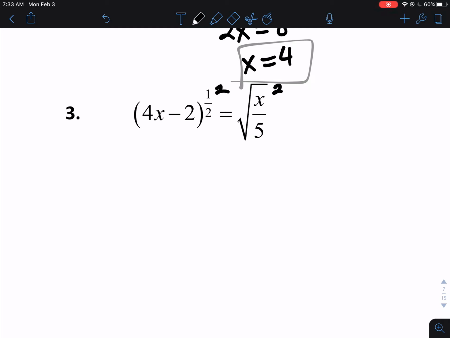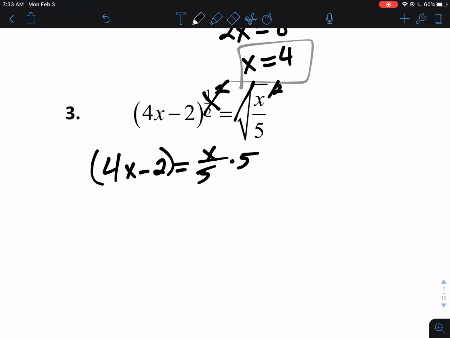Because if you think about what's going to happen, (4x minus 2) to the power of 1 half to the power of 2, 2 multiplied by 1 half is 1, so this cancels. Also on the right side, square root and square cancel. And now we've gotten rid of kind of everything we needed to. So we've got 4x minus 2 equals x over 5. At this point, what I would do is I would get rid of the fractions, multiply each side by 5. So then that becomes 20x minus 10 equals x.